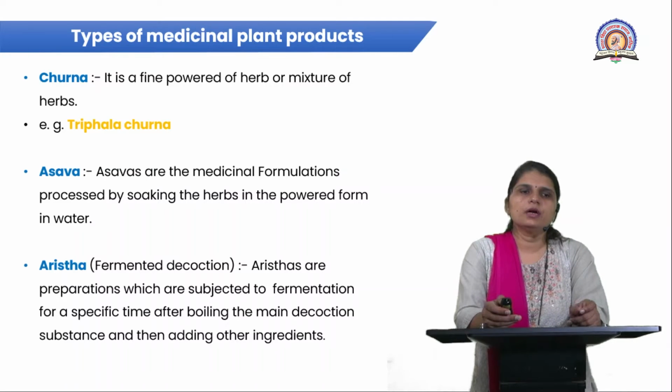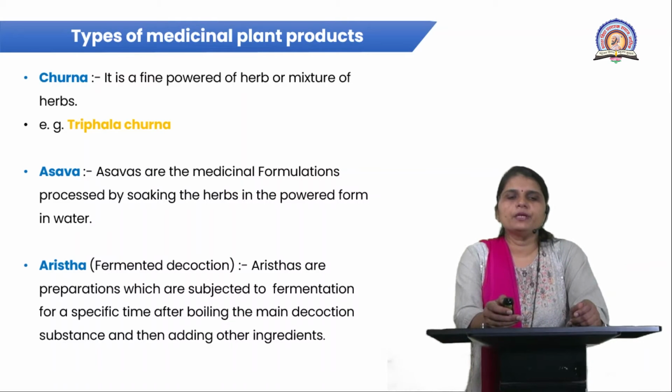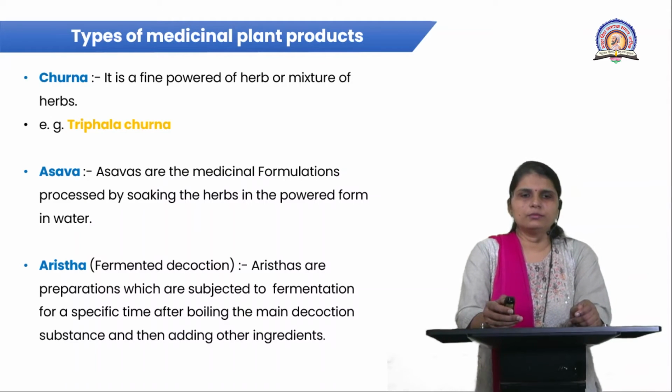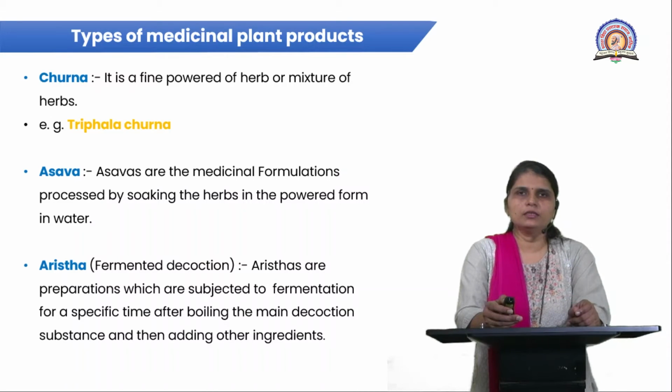Then next one is the arishta. It is a fermented decoction. Arishta are preparations which are subjected to fermentation for a specific time after boiling the main substance into a decoction and then adding other ingredients. Boil this plant mixture and subject it to fermentation for a specific time.